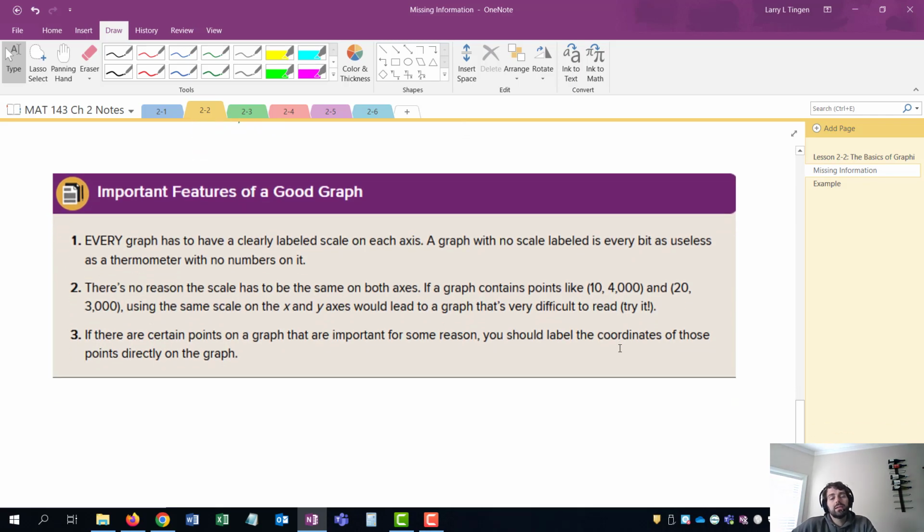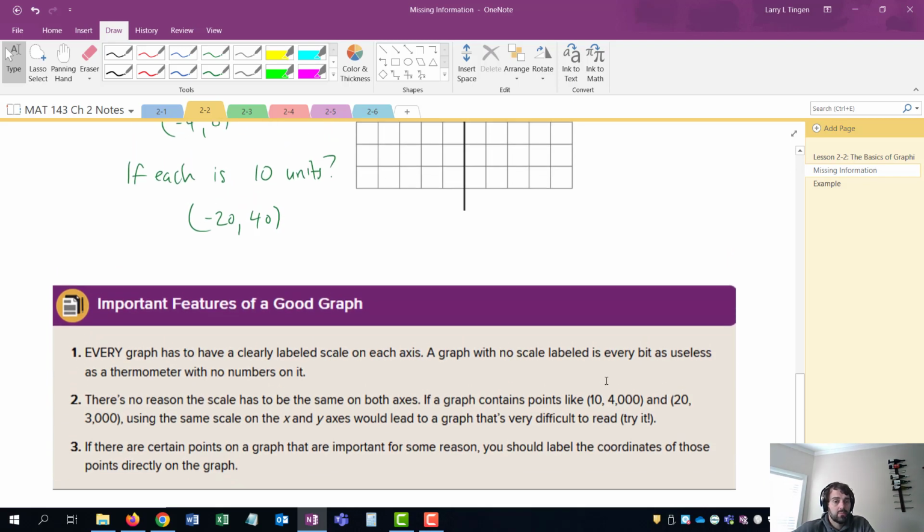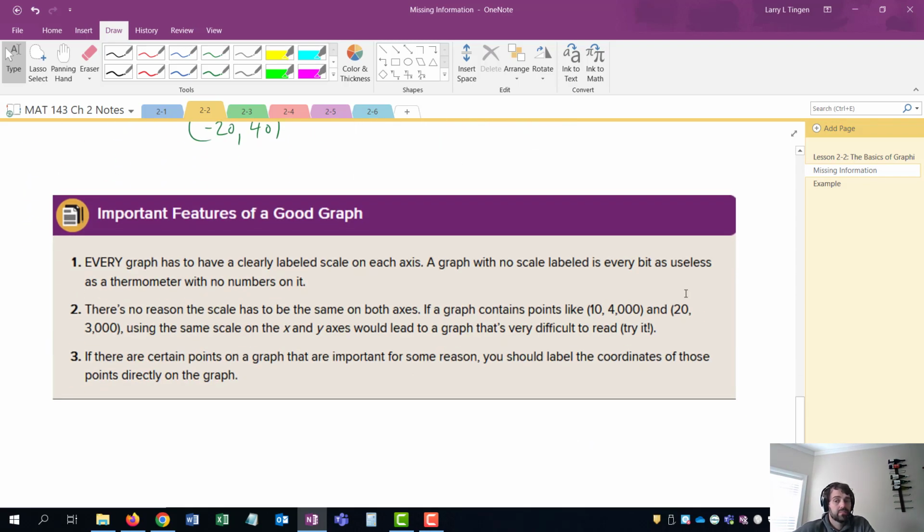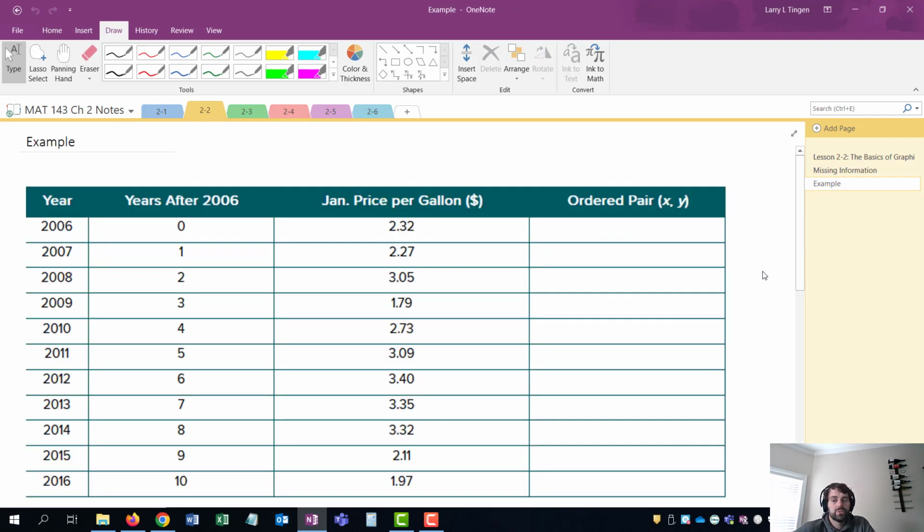All right, and then lastly, if there are certain points on the graph that are important, take the time to label the coordinates, right? That's what we did every time. All right, and then lastly, we're going to do this example. I have some data, and it's dealing with the price of gas, and what they've done is they've done this for every year since 2006. So in 2006, the average price of gas in January was $2.32 a gallon.